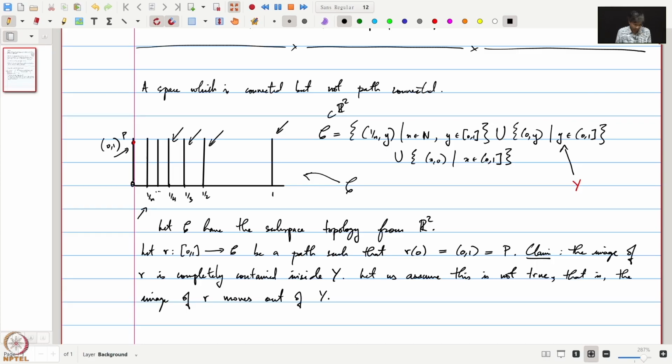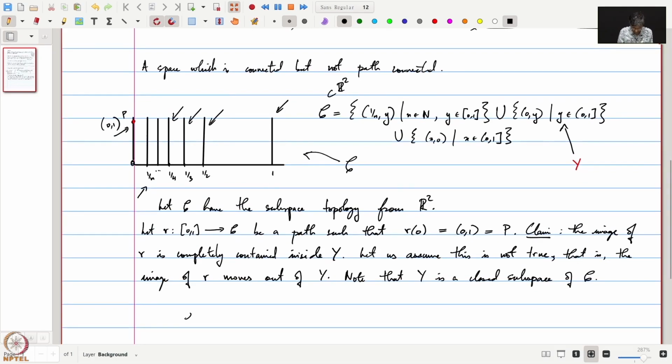So note that Y is a closed subspace of C. In fact, C is contained in R2 and it has a subspace topology. From R2 we have the projection to Y, the second projection to the second coordinate.